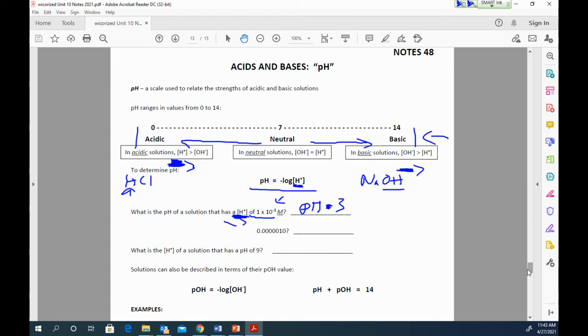Now, if they give you a number like this, and they say the H plus concentration is 0.0000, all these zeros in front, all I need to do is turn it into scientific notation, and as soon as I've turned it into scientific notation, then whatever the exponent is, that's my pH. Now let's review. We did this at the beginning of the year. How do I turn this into scientific notation?